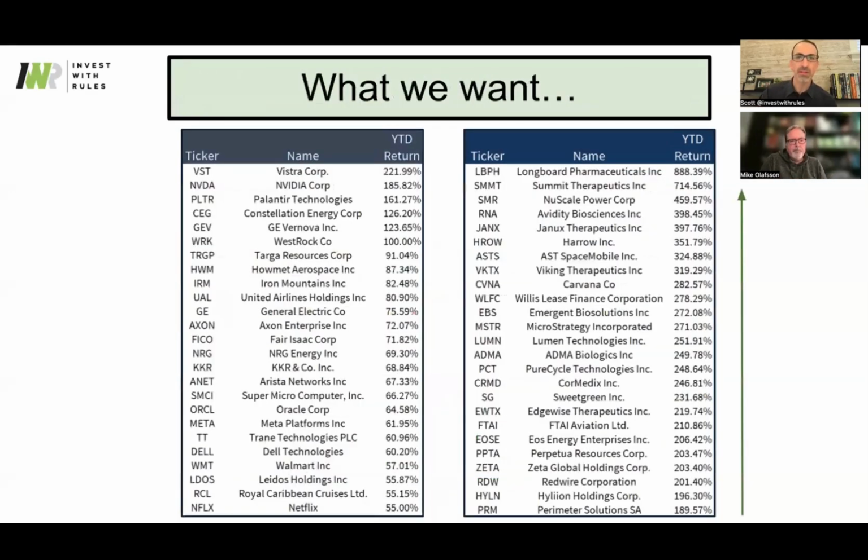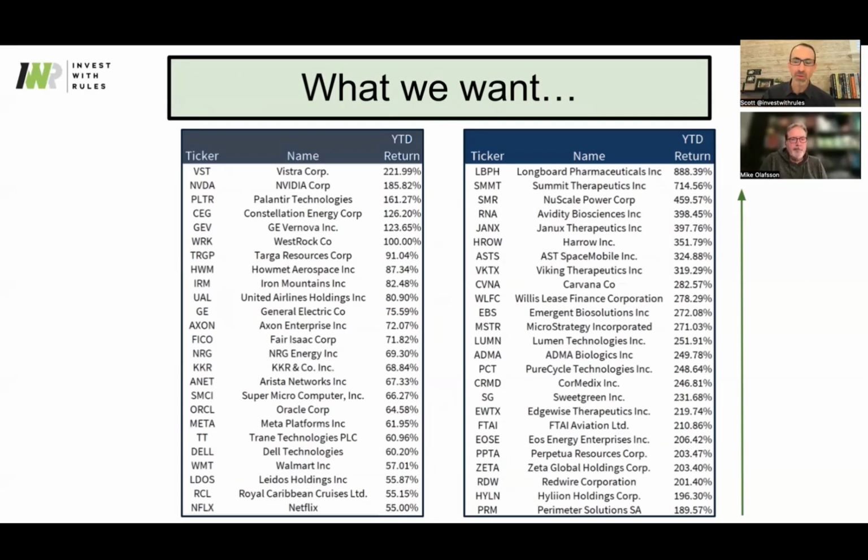Yeah, that's a good analogy. So on the left-hand side is the S&P 500 holdings year to date, who's performed the best. And on the right is the Russell 2000 based upon year to date, who's performed the best. And innately, what we all really want at Invest with Rules is to own the cream of the crop.